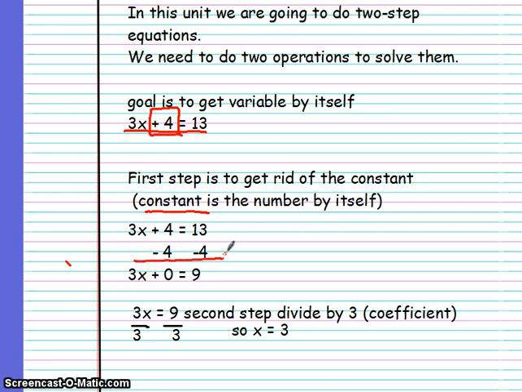And if I do that, you see that the 4 goes away and we get 3x plus 0 equals 9. So now we're back to right where we were in the first example. So if 3x equals 9, we're just going to divide both sides by 3 and get x equals 3.